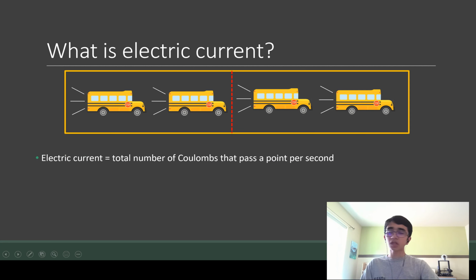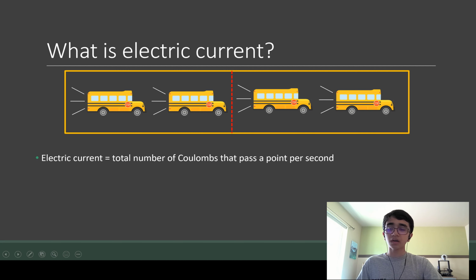Okay, so now we can talk about what electric current is. Here I have some school buses, which remember represent a coulomb of charge, right? And electric current is the total number of coulombs that pass a single point per second. Okay, so in this case, it'll be the total number of school buses that cross this red line per second. That's how many amps. That's the electric current in the wire.